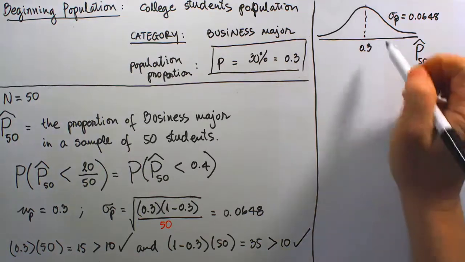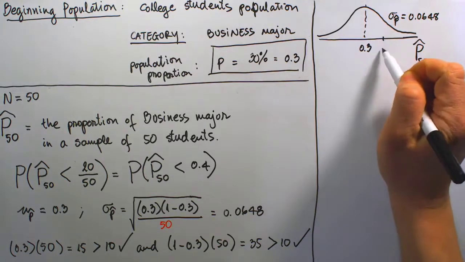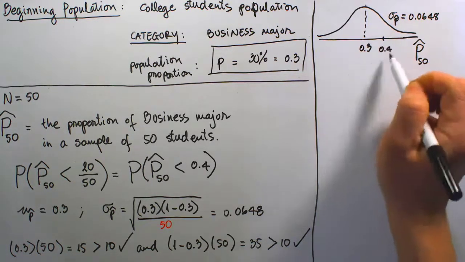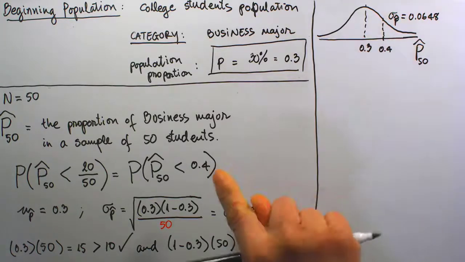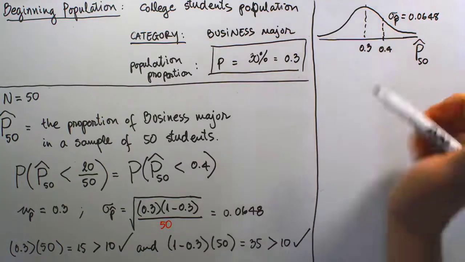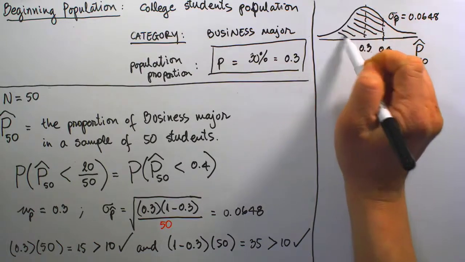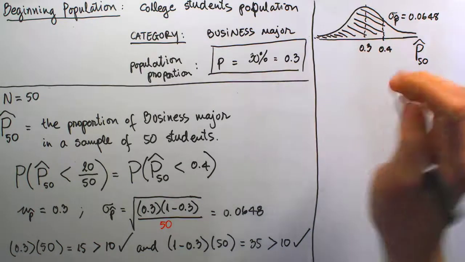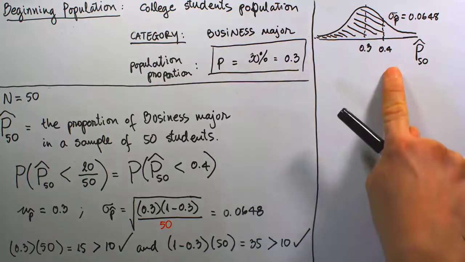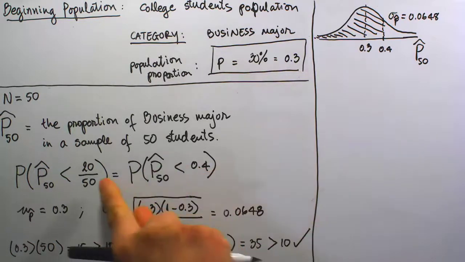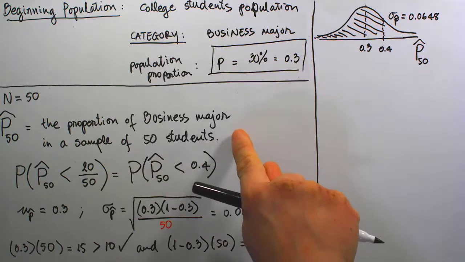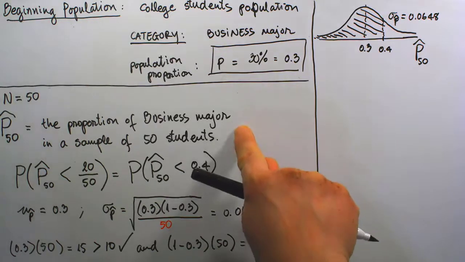And so with 0.4 being clearly to the right-hand side of the bell curve center, this question now has a picture as follows: a shaded area completely to the left-hand side of 0.4. So 0.4 is a value that we're looking for in this problem right here.